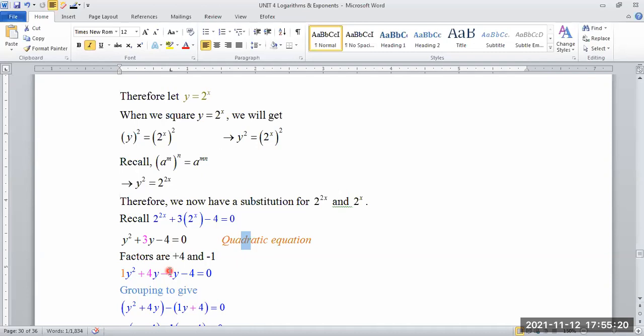Why? Because I need two numbers that when multiplied together will give me negative 4, but when added will give me a positive 3. So the only sets of numbers that we can multiply together to give us 4 will be 2 and 2, and 4 and 1.